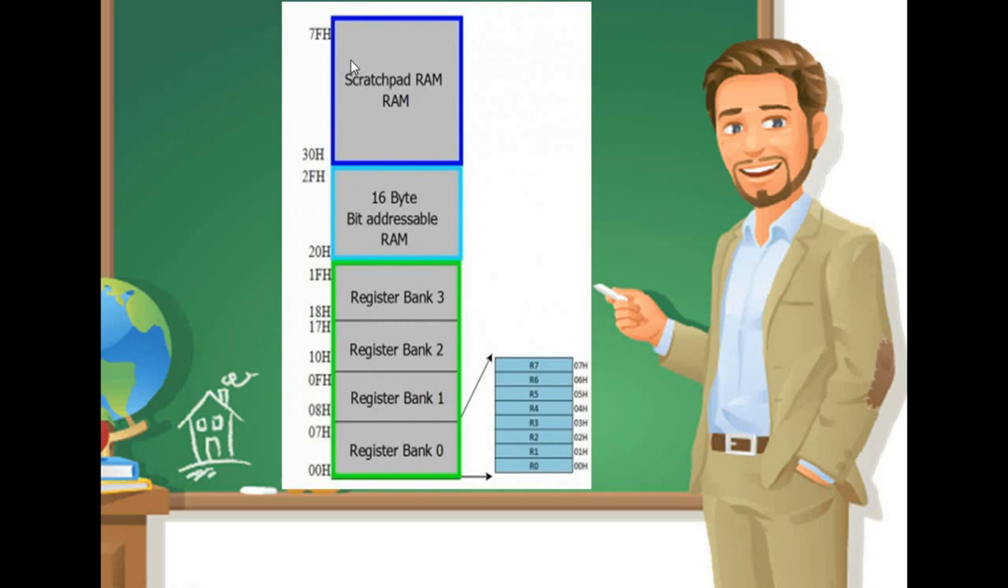See, this is the internal RAM structure of 8051, and the first 4 banks are designated as working registers. That means register bank 0, register bank 1, register bank 2 and register bank 3. Each bank has 8 registers with address locations 00, 01, 02 up to 07.